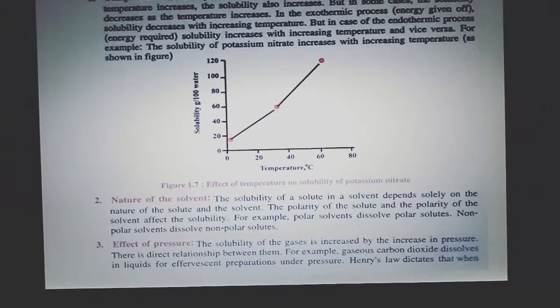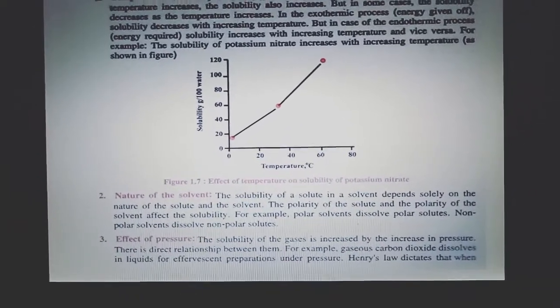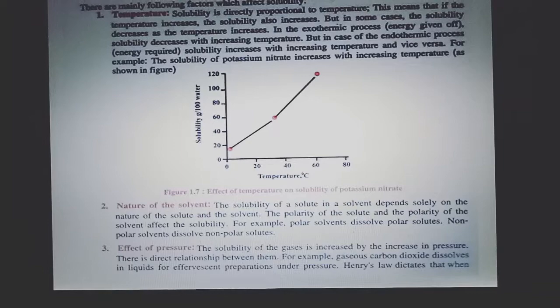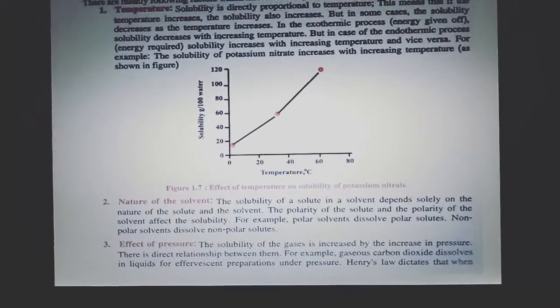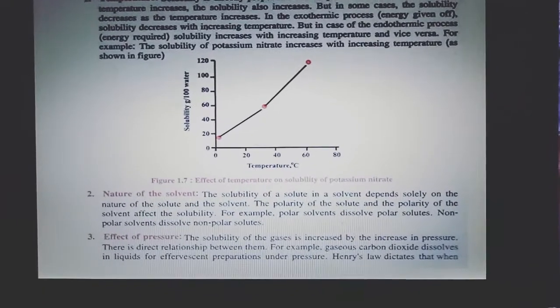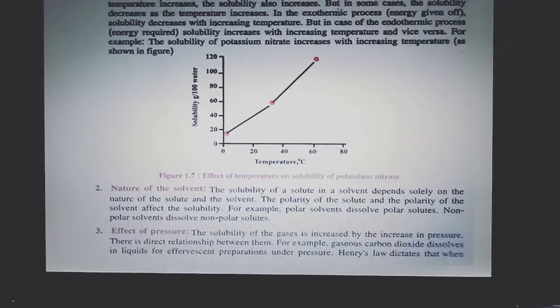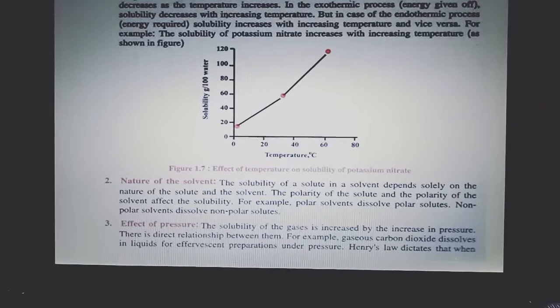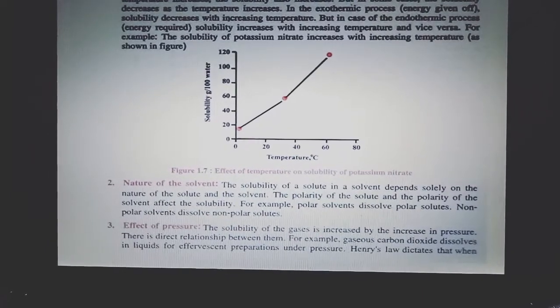Third is effect of pressure. The solubility of gases is increased by the increase in the pressure. Okay, as the pressure increases, the solubility of gases increases. There is a direct relationship between them. For example, gaseous CO2 dissolves in the liquid for effervescent preparations under pressure.